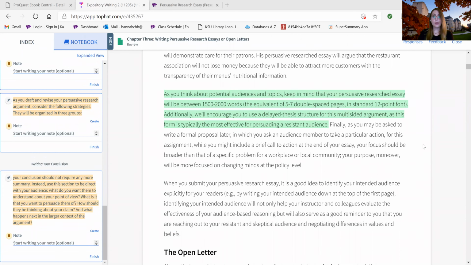So this essay will be about 5 to 7 double-spaced pages, so a full 5 pages minimum. If it is any less than 5 pages, especially for this essay specifically, it is very unlikely that you will have persuaded or attempted to persuade your resistant audience. So please try your best to hit that page count.